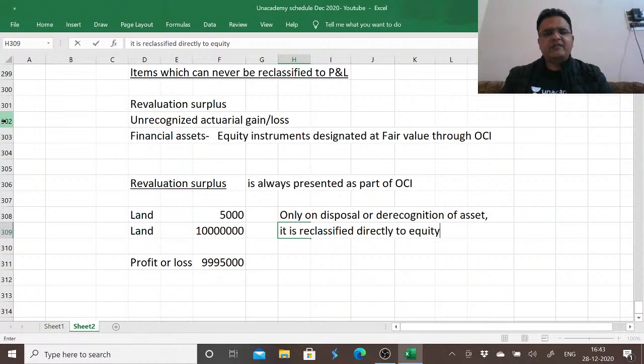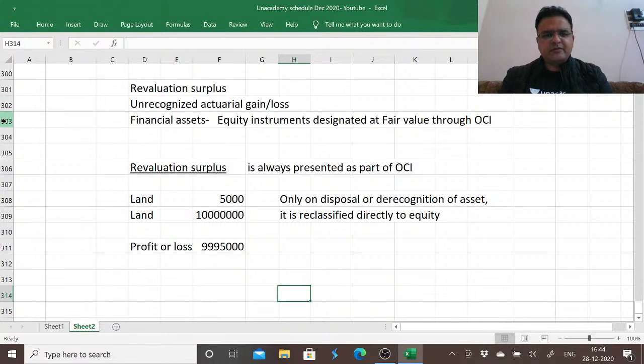So if we have a reserve, it can be eliminated to zero, but it will not be routed back to P&L. So this is one item which remains. I hope you got it, why we are not presenting it as part of P&L and why we are presenting it as part of other comprehensive income, because this is an unrealized gain. So revaluation surplus is one item which is presented as part of OCI.